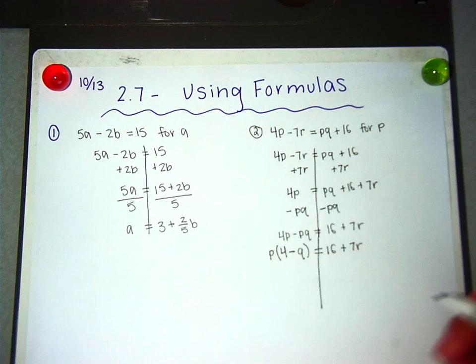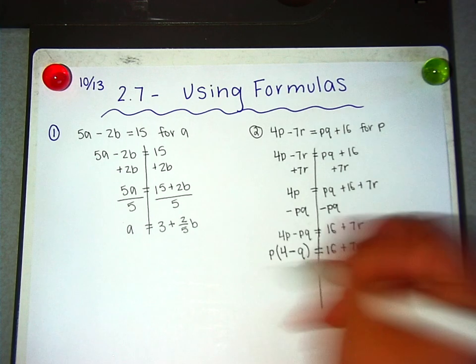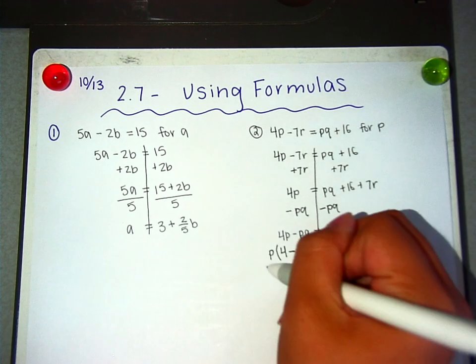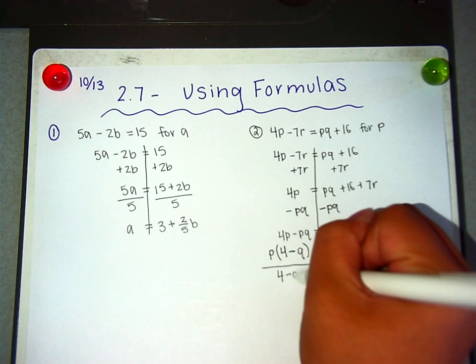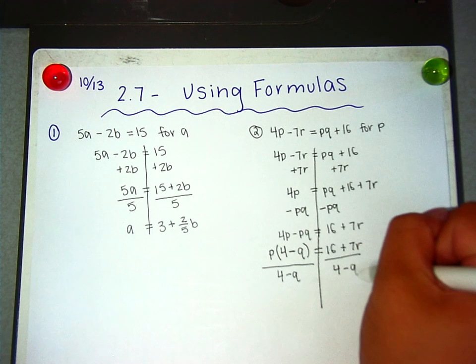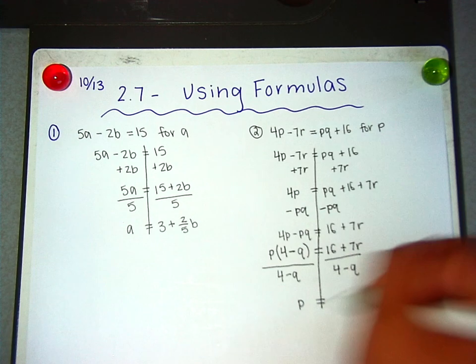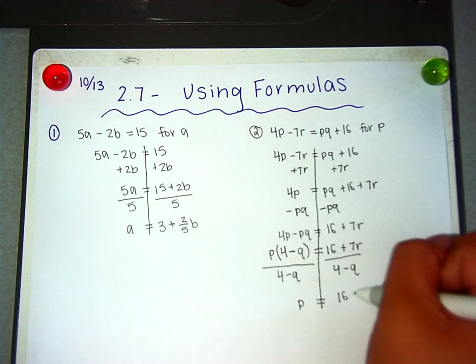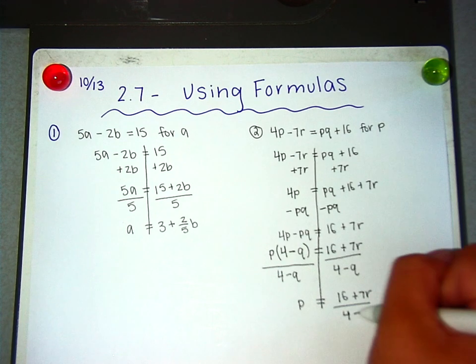Now we're trying to solve for P, and P times this. The opposite of that would be dividing, right? So we're going to have to divide by 4 minus Q. Where we're left with P equals 16 plus 7R divided by 4 minus Q.